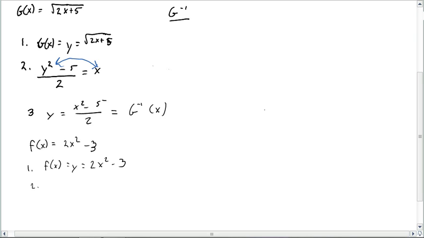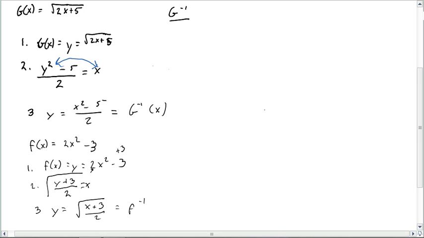So we take y, we subtract 3, so we add 3 to both sides to get rid of the 3. We add 3, and then we divide by 2 for the 2 right there, and then we take the square root in order to get x. So that's equal to x right there. And then the third step is to interchange them. So we have y is equal to the square root of x plus 3 over 2, which is equal to f inverse of x.